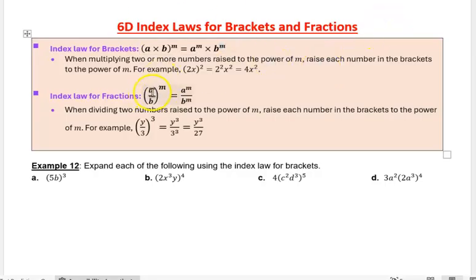Similarly, if I've got a divided by b, all of that to the power of m, that means a to the power of m is divided by b to the power of m. And if you have numbers on the bottom, you might be able to evaluate some part of that. So y over 3 to the power of 3 means y to the power of 3 over 3 to the power of 3, which we can evaluate to y to the power of 3 over 27, since 3 times 3 times 3 is 27.